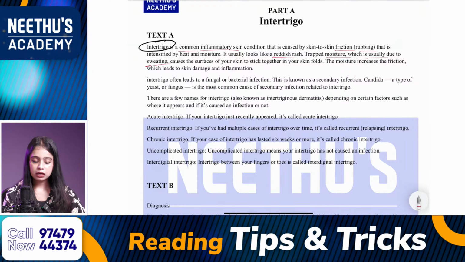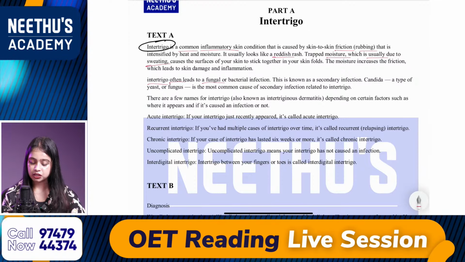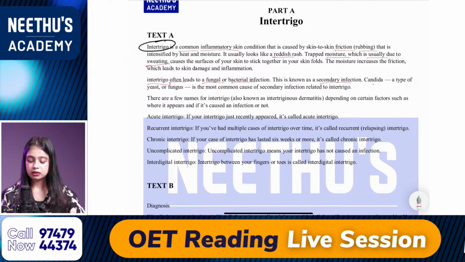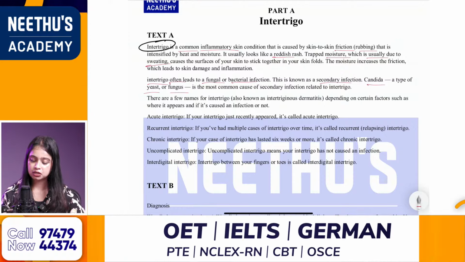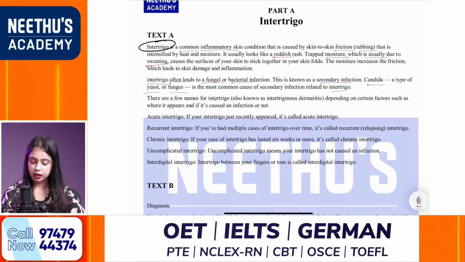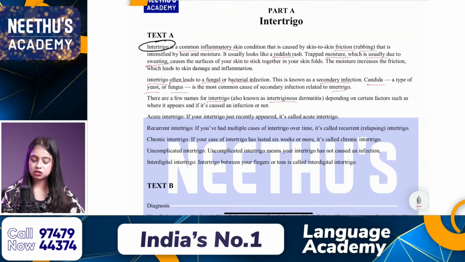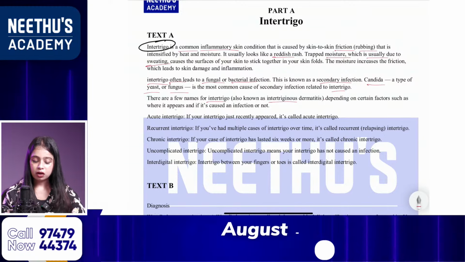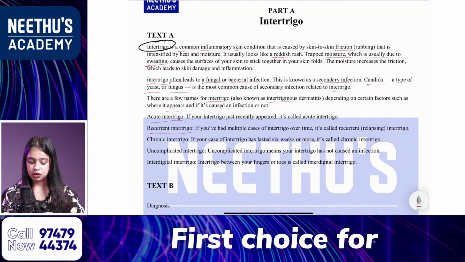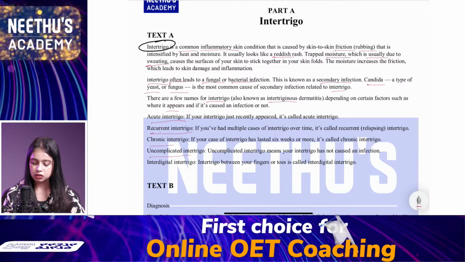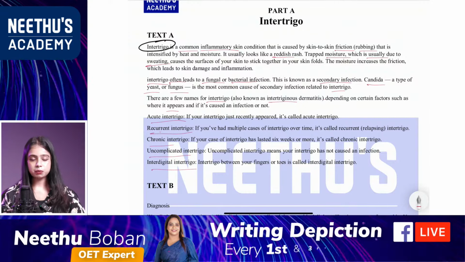Then the second: intertrigo often leads to a fungal or bacterial infection. This is known as secondary infection. Candida, a type of yeast or fungus, is the most common cause of secondary infection related to intertrigo. There are a few names for intertrigo, also known as intertriginous dermatitis, depending on certain factors such as whether it is caused by an infection or not: acute intertrigo, recurrent intertrigo, chronic intertrigo, uncomplicated intertrigo and interdigital intertrigo. So these are my keywords from this first text.